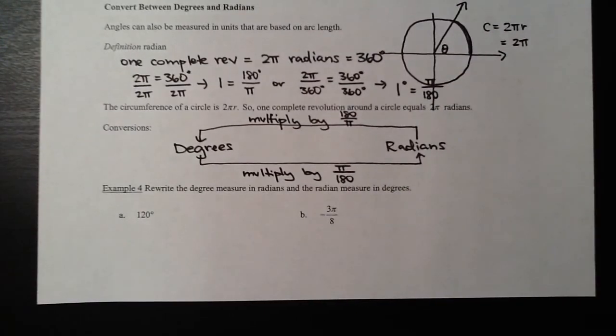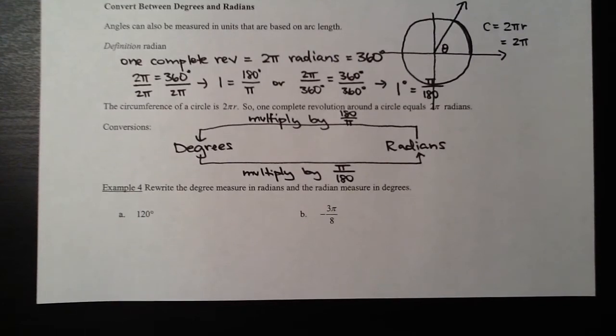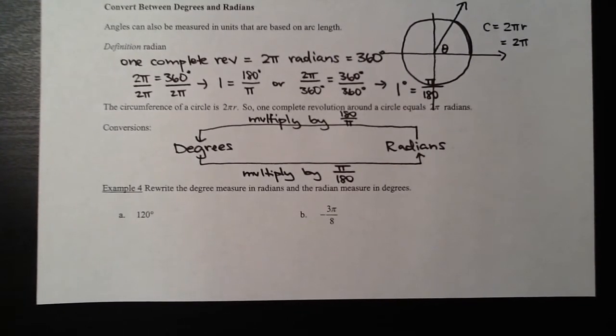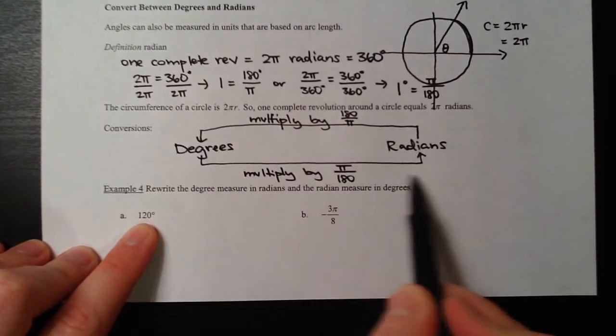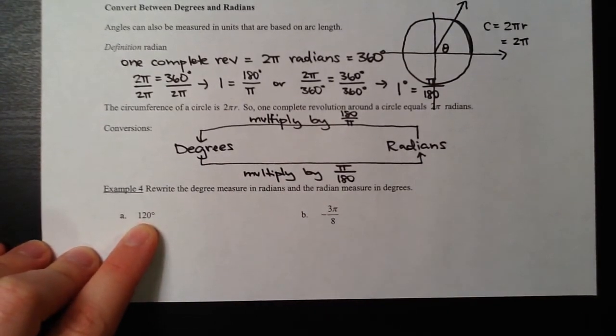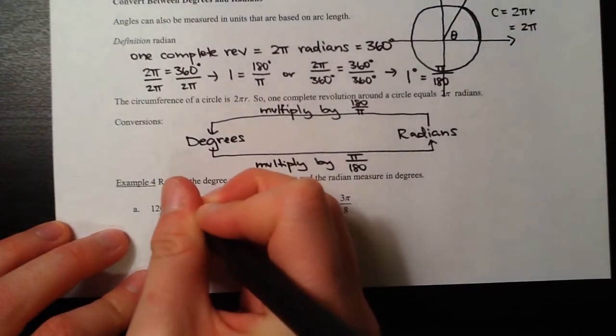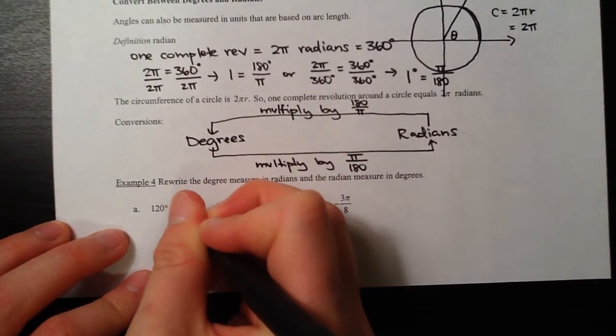Radians are going to feel very, very weird because I literally just introduced them to you about 2.5 minutes ago. So it's going to take us some practice to figure out exactly how to use them and exactly what they mean. Okay, so in example number 4, we are going to practice converting back and forth between them. So 120 degrees, I'm in degrees, I want to get to radians, so I'm going to multiply by pi over 180.